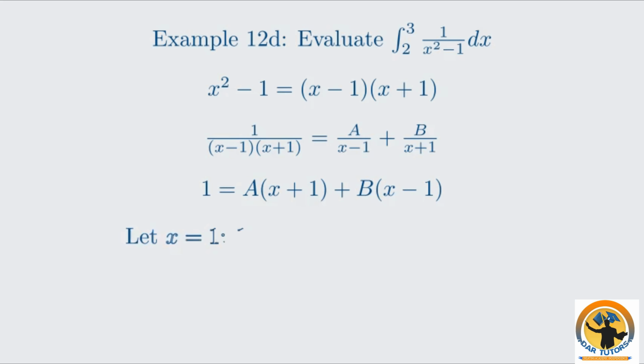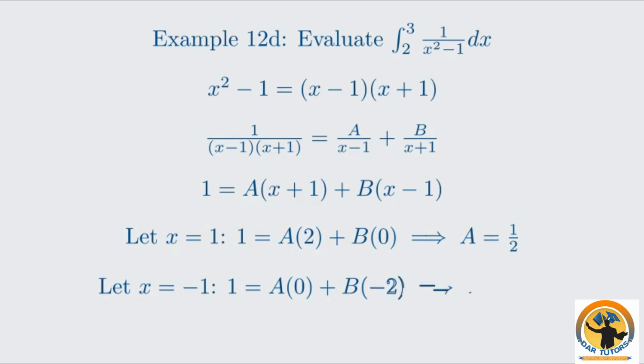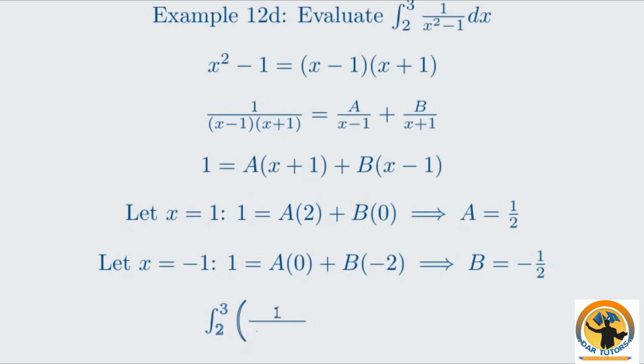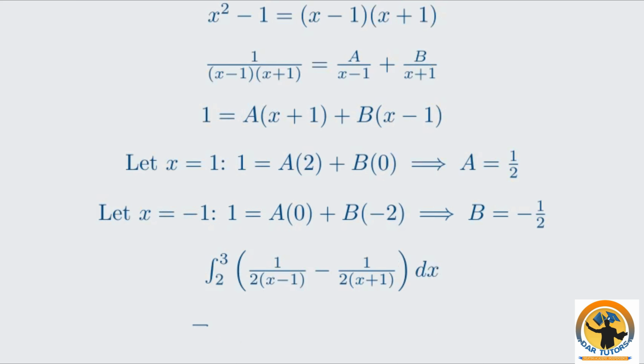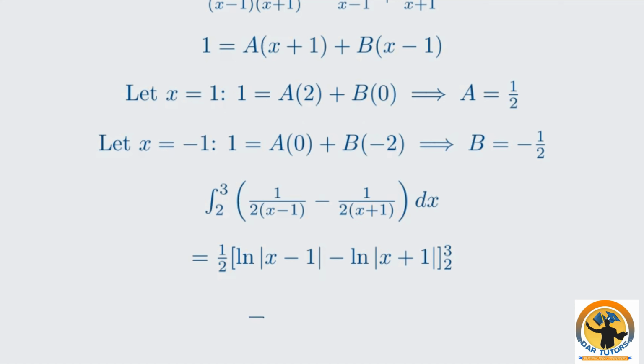Now, find a and b. Letting x equal 1 gives 1 equals 2a, so a is 1/2. Letting x equal negative 1 gives 1 equals negative 2b, so b is negative 1/2. So our integral becomes the integral from 2 to 3 of 1/2 over x minus 1 minus 1/2 over x plus 1. We can pull out the 1/2 and integrate. The antiderivative is 1/2 times the quantity ln of the absolute value of x minus 1 minus ln of the absolute value of x plus 1. Using logarithm properties, this is 1/2 ln of the absolute value of x minus 1 over x plus 1.